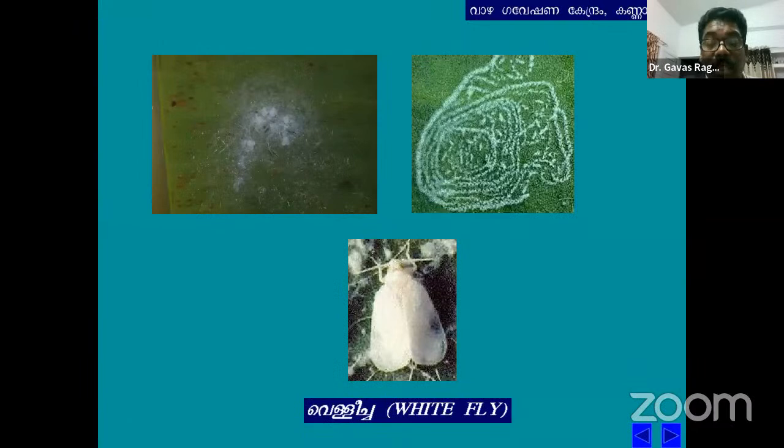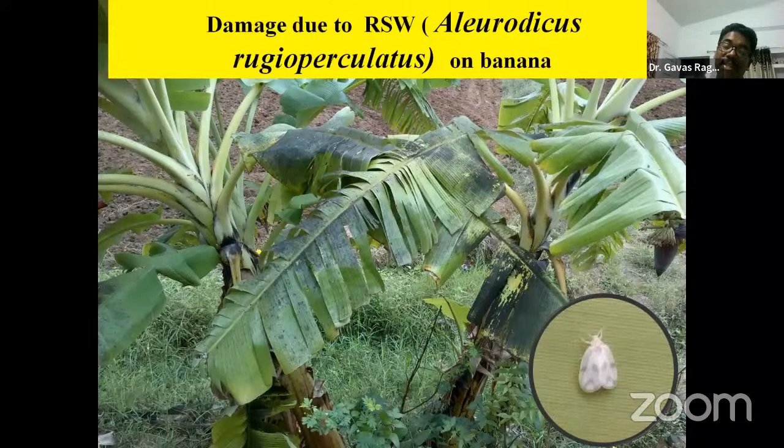This is a spiralling whitefly, Aleurodicus species. And in 2016, in Kerala, we reported for the first time an invasive pest called the rugose spiralling whitefly. So this is the rugose spiralling whitefly. What happens? It produces a copious amount of honeydew, which falls on the upper side of the next leaf below, and sooty mold formation occurs. I hope it is clear for you. So this is a rugose spiralling whitefly attack.